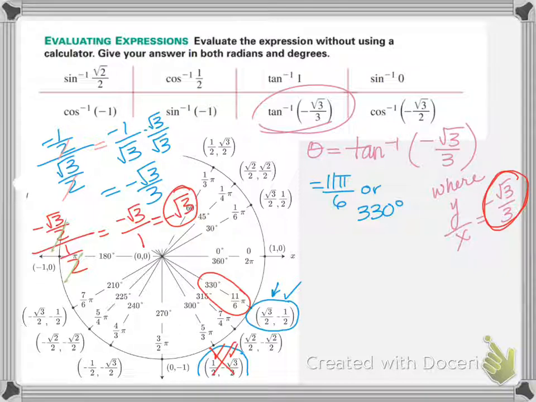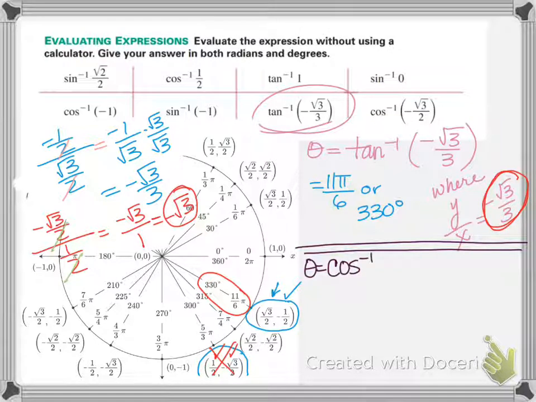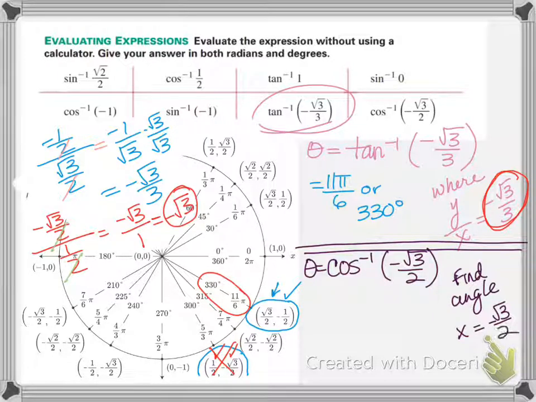All right, one last one for the road. The last one was the cosine inverse. Theta equals the cosine inverse, or arc cosine, of negative square root of 3 over 2. So where is the angle? Find the angle where x is negative square root of 3 over 2.